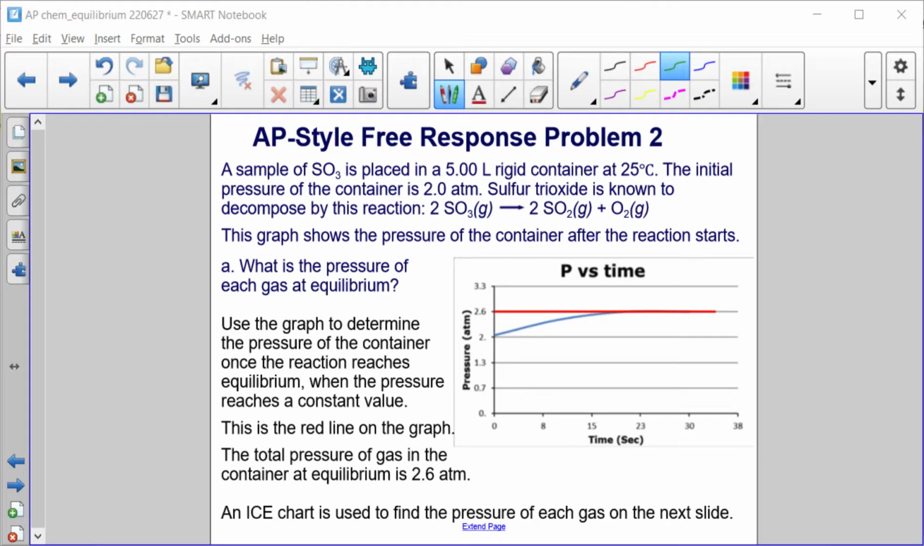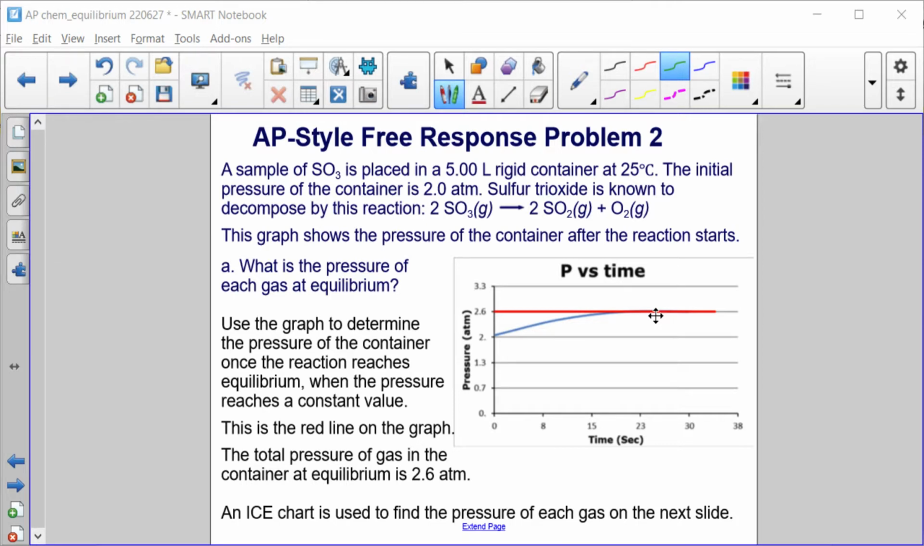This graph shows the pressure of the container after the reaction starts. Okay, so it starts at 2 atmospheres, and you can see what happens as time moves forward. A, what is the equilibrium pressure of each gas at equilibrium?